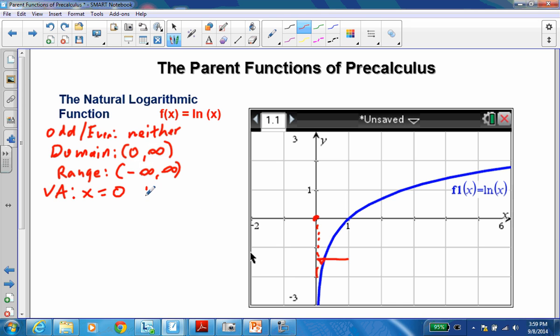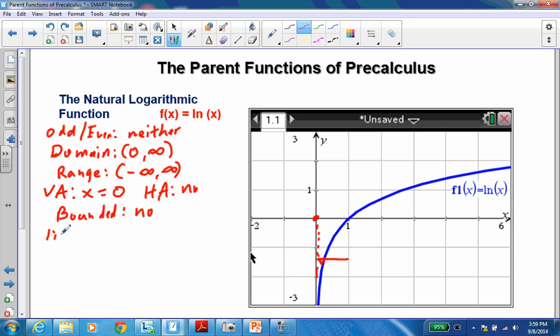Is there a horizontal asymptote? No. Boundedness. Does this function have boundedness? No, it does not, because of the range. You look at the range as the clue for boundedness, and you see greater than negative infinity, less than infinity.